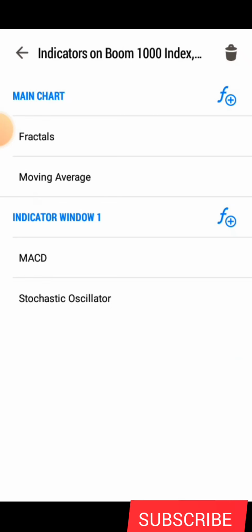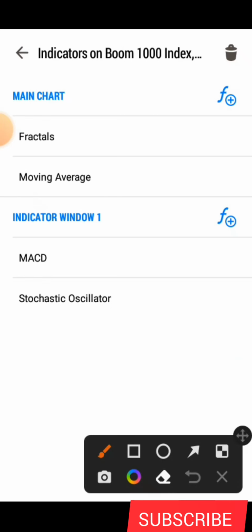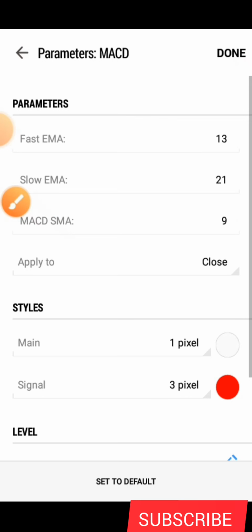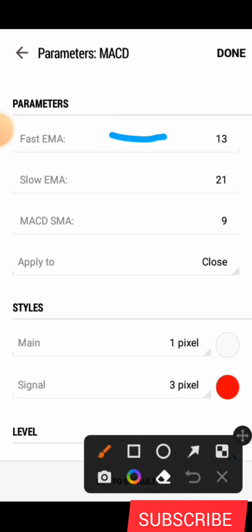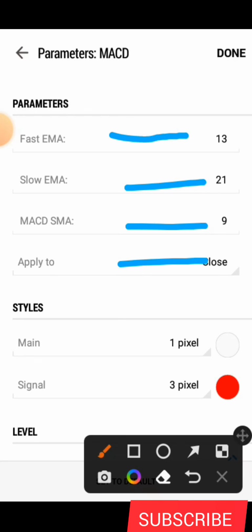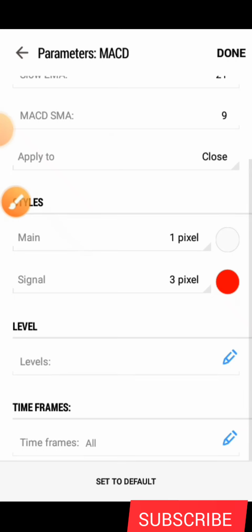Now under the indicator window, you first of all add the MACD. These are the settings: 13, 21, 9, apply to close. Under the style we have 1 pixel, signal is 3 pixel, the color is red, and this is the red line you are seeing. You can use any color of your choice too. Okay, there's nothing else here.